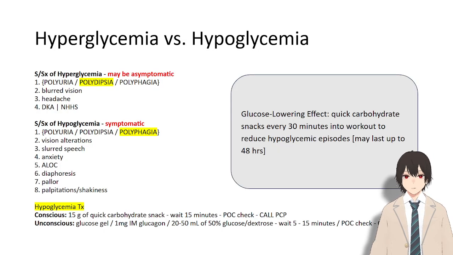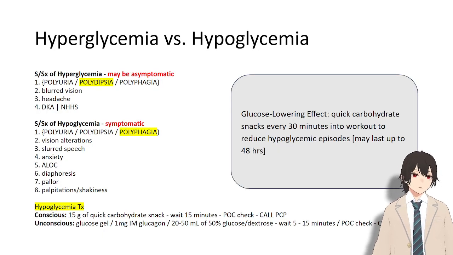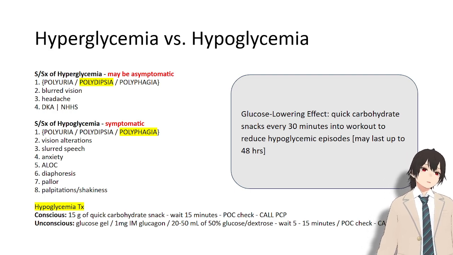Okay. Now, like I said, hypoglycemia is the more dangerous of the two, and there are treatments for it. There's the 15-15 rule, where you want to give 15 grams of a quick carb snack, and then you wait 15 minutes and you check the blood sugar again. And if it's still bad, you want to call the primary care physician or whoever is the attending, or whoever the resident on call is, whoever you need to call, basically, to get the doctor.